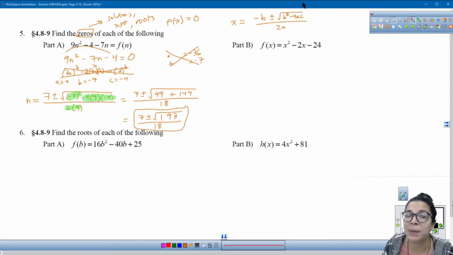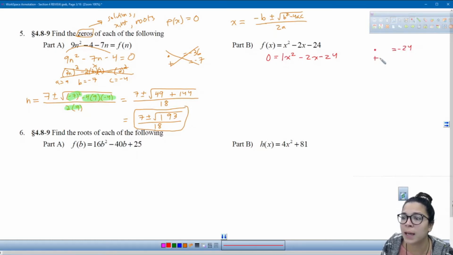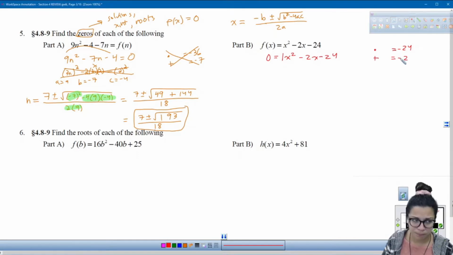All right, for part B, we're still finding zeros here, right? So we still need to set the output to equal 0 to solve for this. Now this one is x squared minus 2x minus 24, and I could try to factor, right? The coefficient is 1, so this should be easy factoring. Multiplies to negative 24 and adds to negative 2, 4 and 6, right?